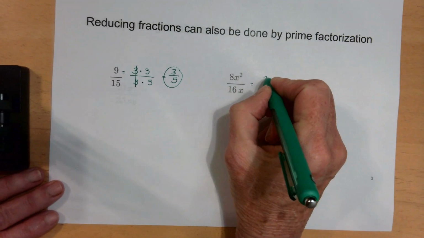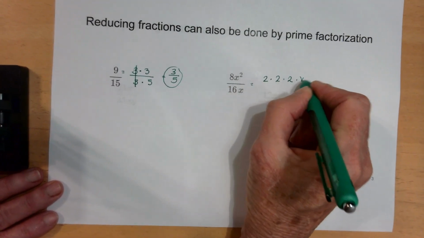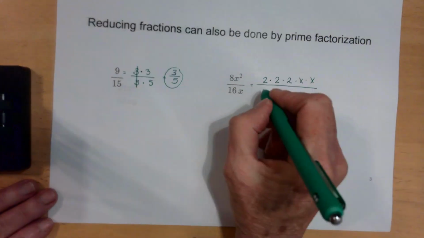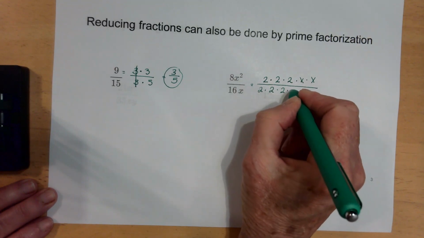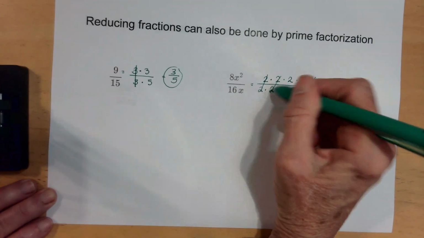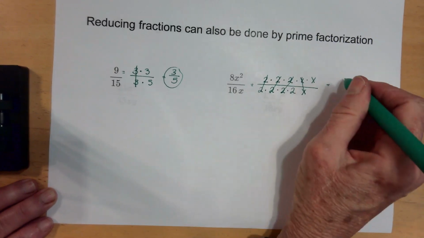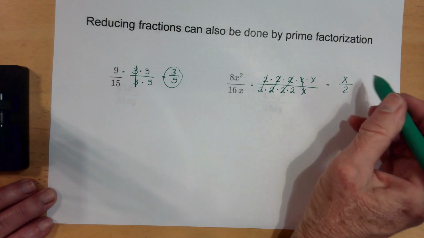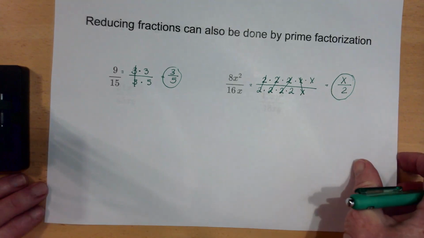On this one, 2 times 2 times 2 times x is your prime factorization. 16x is 2 times 2 times 2 times 2 times x. So those equal 1, those equal 1, those equal 1, and those equal 1. So what I have left is an x on the top and a 2 on the bottom. And that would be what I would get when I reduce it down.